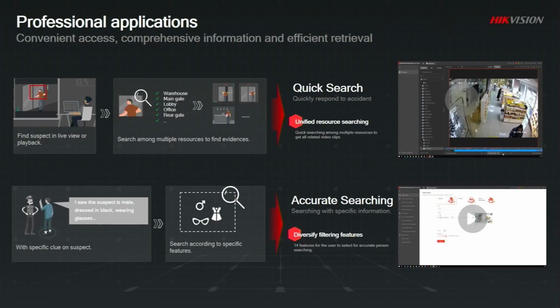They can then tick boxes, up to 14 boxes, to narrow the search further, such as gender, age group, the top colour, backpack. So in this example, they're told the person of interest is a male, dressed in black, wearing glasses. But for a really quick search, if you see the person live or in playback, you can click on them and then click search. That'll go into HikCentral and look across all the cameras and find that person and bring back all their information without having to select all those 14 searches.